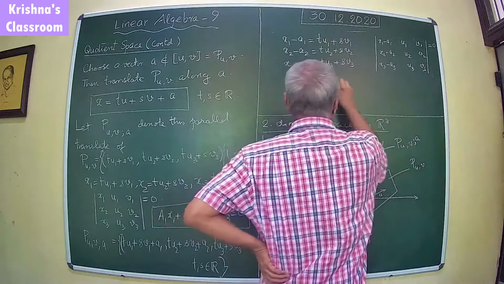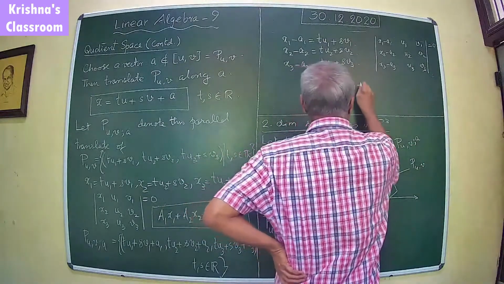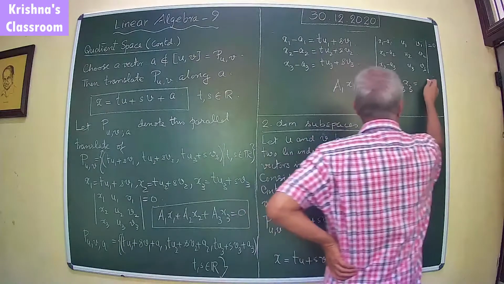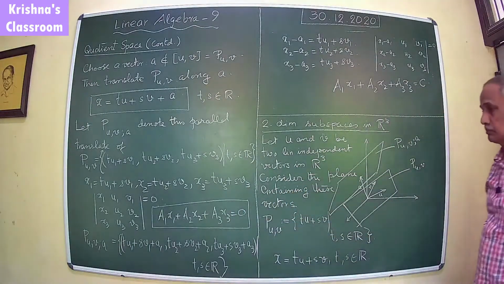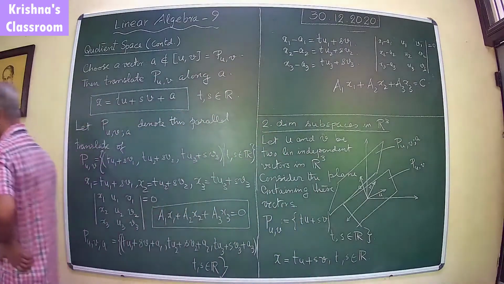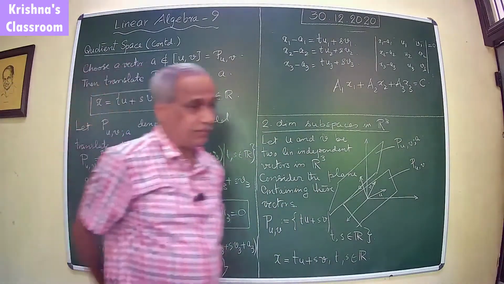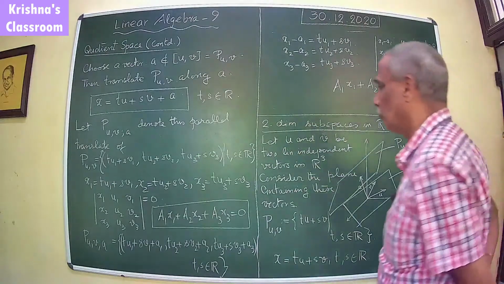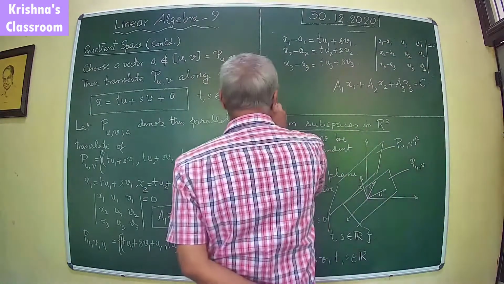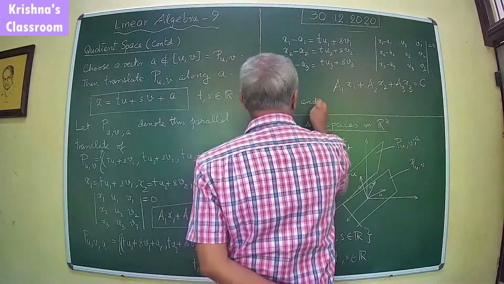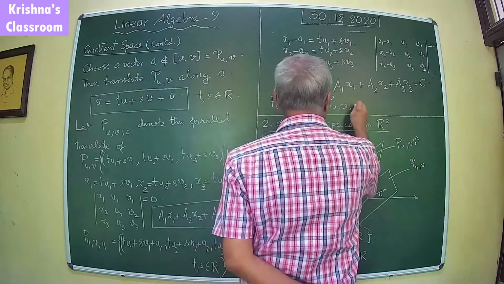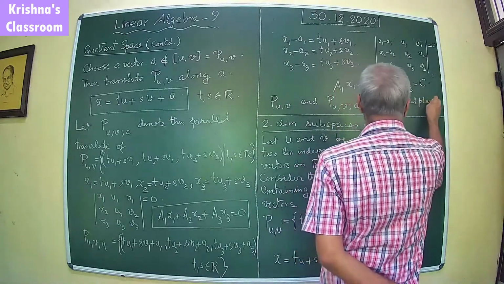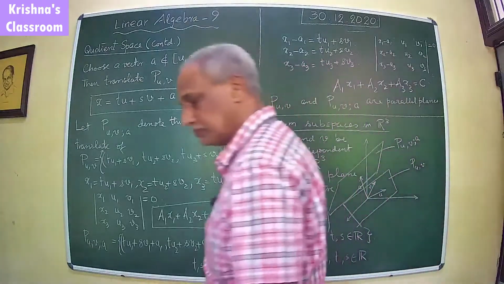Which you immediately verify is of the form a1 x1 plus a2 x2 plus a3 x3 equal to some constants. And you know from your classical analytical geometry that this gives you a plane parallel to the original plane that you started with. So P U V and P U V A, this is what you mean by the parallel translation. Okay.